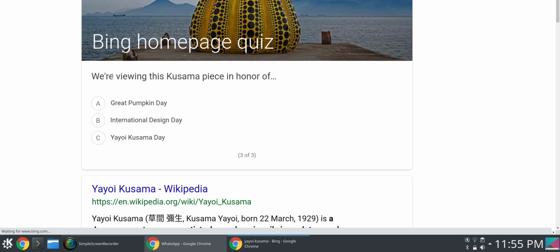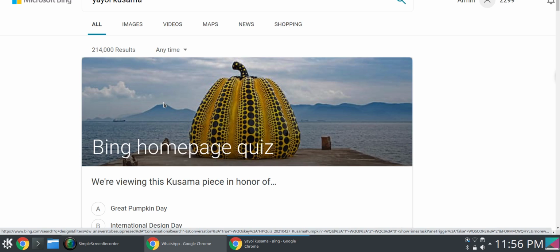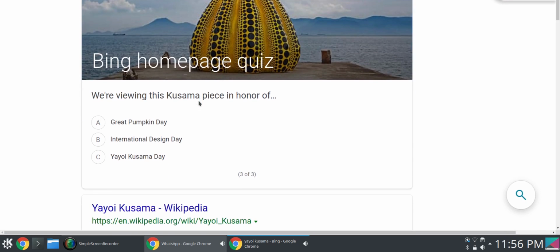And then we're viewing this Kusama piece in honor of Great Pumpkin Day, International Design Day, or Yayoi Kusama Day. You just kind of know it's International Design Day. I feel like, would Bing really be celebrating Great Pumpkin Day? Would they get up in the morning and just be like, woohoo? So maybe you're supposed to know holidays for this. But why did it do that? That was weird.